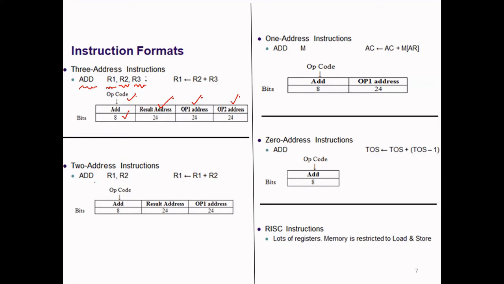In the same way, if you see add R1, R2, which is a 2 address instruction, it takes opcode 8 bits and the operand 1 and result.